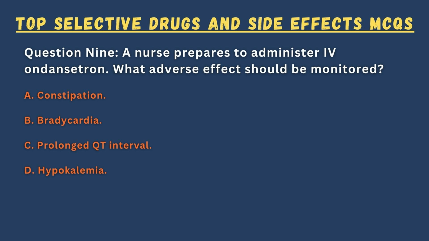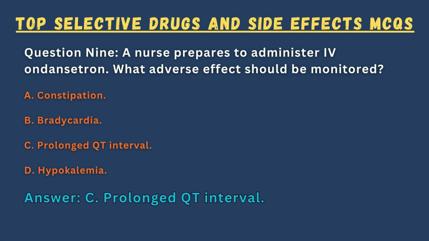Question 9. A nurse prepares to administer ondansetron. What adverse effect should be monitored? A. Constipation. B. Bradycardia. C. Prolonged QT interval. D. Hypokalemia. Answer: C. Prolonged QT interval.